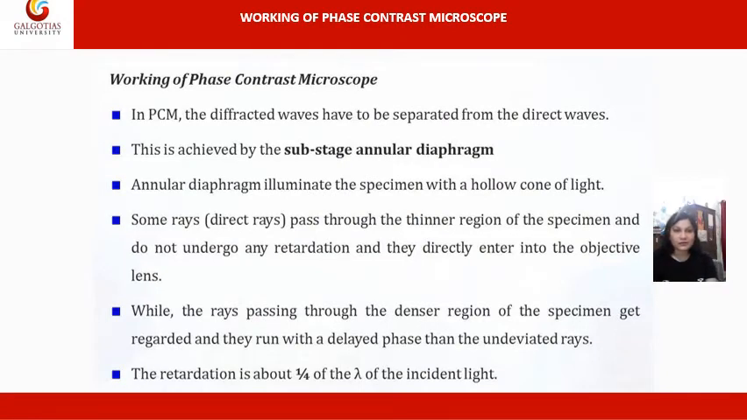In phase contrast microscopy, the diffracted waves have to be separated from the direct waves. This is achieved by a sub-stage annular diaphragm. The annular diaphragm illuminates the specimen with a hollow cone of light. The direct rays pass through the thinner region of the specimen and do not undergo any retardation, and they directly enter the objective lens, while the rays passing through the denser region of the specimen get retarded and run with a delayed phase compared to the undeviated rays. The retardation is about 1/4 of the wavelength lambda of the incident light.